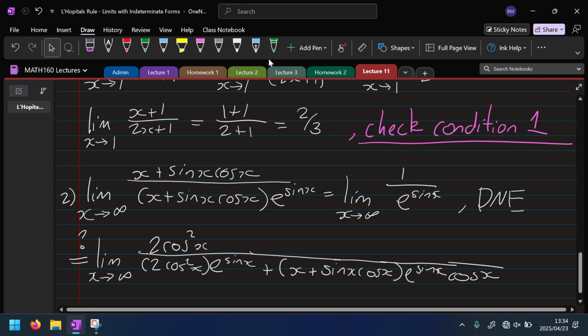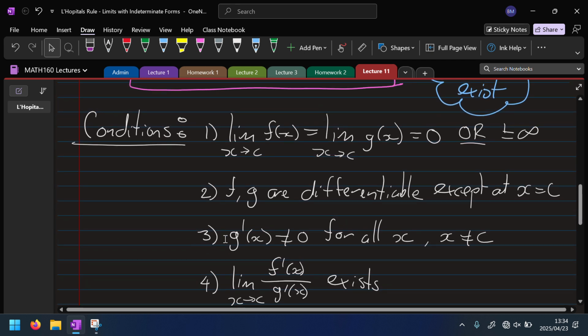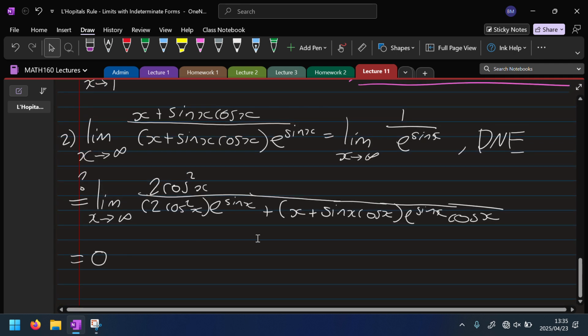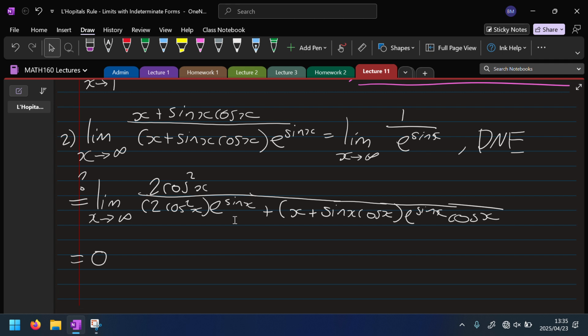Well, if we go back to the conditions, look at condition number 3: that g prime, that denominator, must be non-zero for all x except at c, possibly. Now, if we look at this denominator over here, when we look at g prime, you can check this, or you can plot it on Desmos, you can have a look. That is not non-zero for all x on that domain. You all know how to do that by now. You'll see some of it's positive, some of it's negative. There's a problem there.